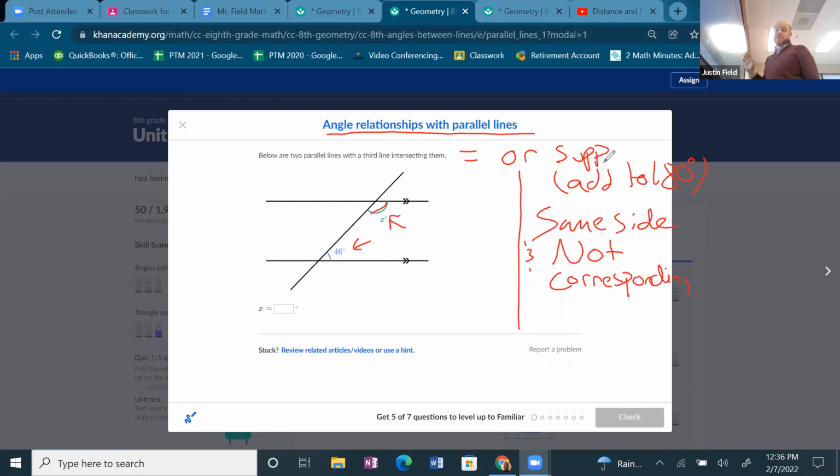And whenever that happens, those angles are supplementary. So these two add to 180. How can we figure out x then? We just subtract the other one from 180, and I think it would be 134.